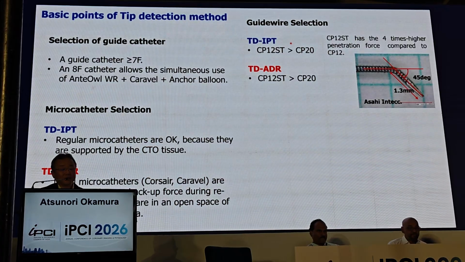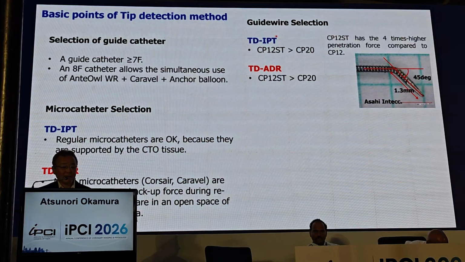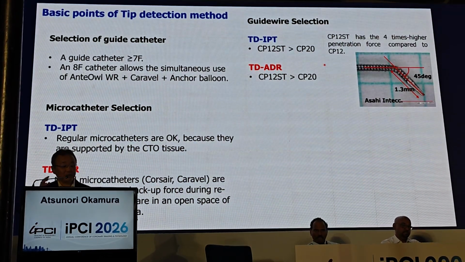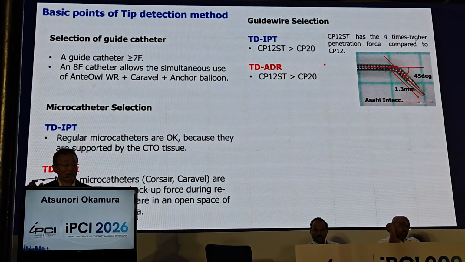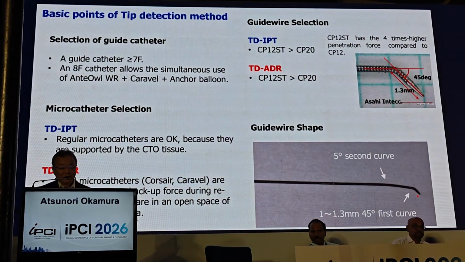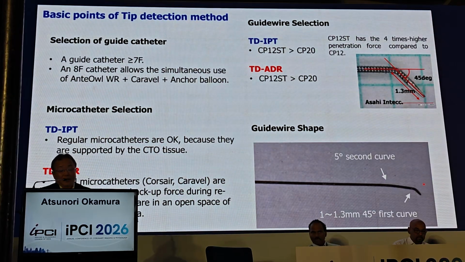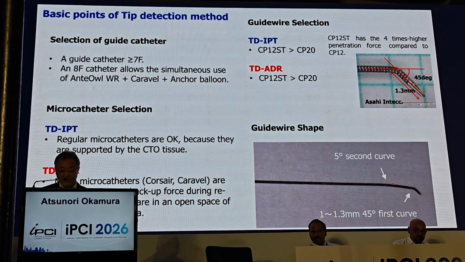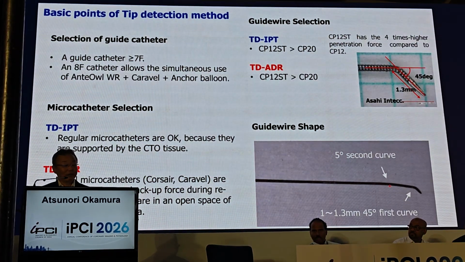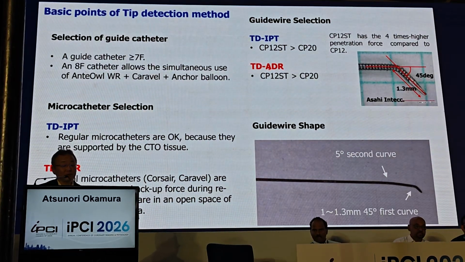How about the guide wire selection? Focus 12ST is much better in both situations, but the 20 gram is okay. I did it before the TD with CP12ST coming. And also the guide wire shape. For the distal part, the first curve is the same as the CTO guide wire shape, 1 millimeter, 45 degree. But for the second curve, maybe a 5 degree formation is better if we perform the intraplaque tracking and ADR using the tip direction method.